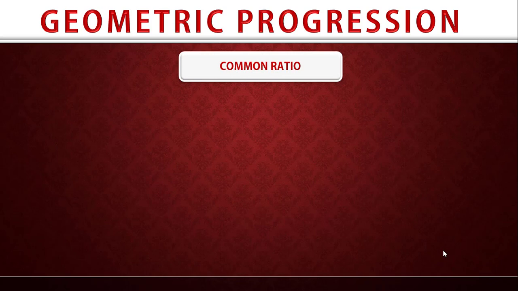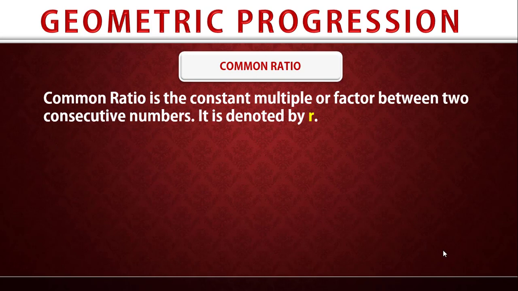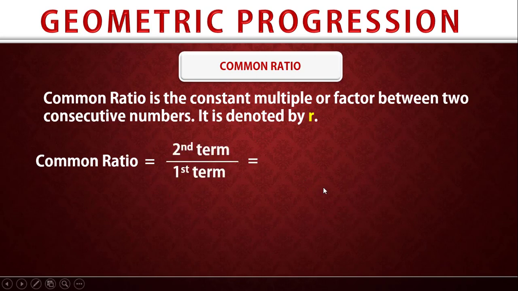Now we need to define some little things so that you can get acquainted with geometric progression. The first one we're looking at is the common ratio, that's from that formula. So what do we mean by common ratio? Common ratio is the constant multiple, or we call it factor, between two consecutive numbers. And we denote this by the letter R. Common ratio is given as second term over first term, or you can say third term over second term.